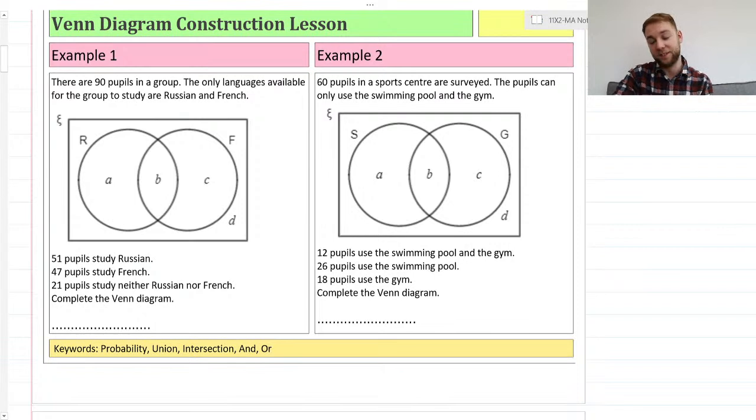So now I've said to you, usually you start in the middle. With this one, you can't start in the middle, and the reason you can't start in the middle is because we don't know the amount of people who study Russian and French. I'm just going to write that. We can't start in the middle.